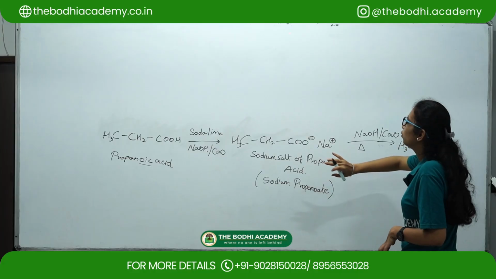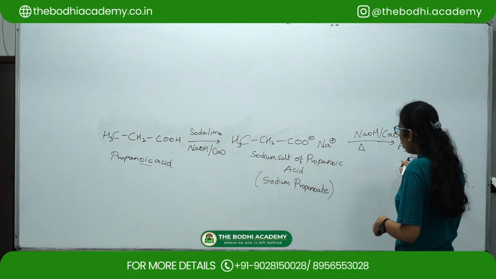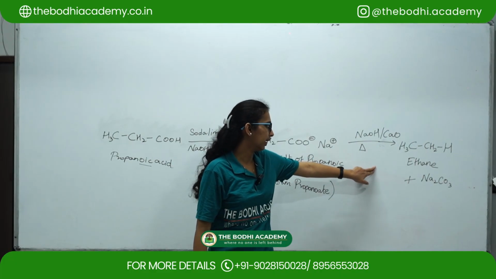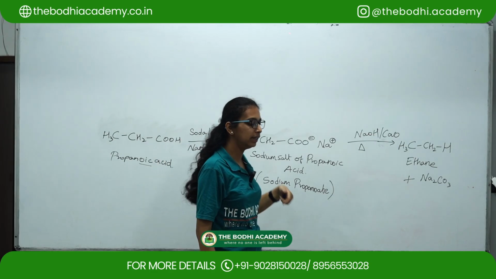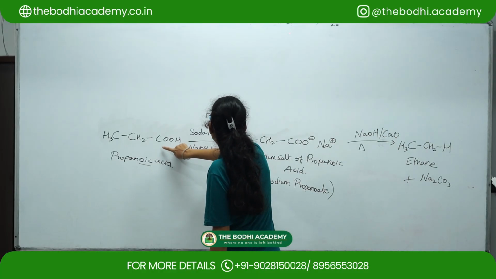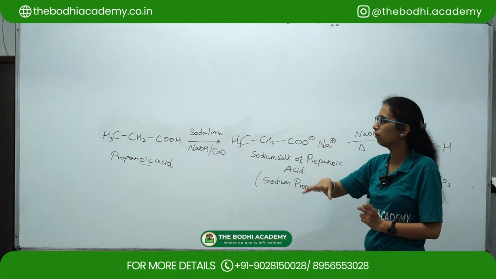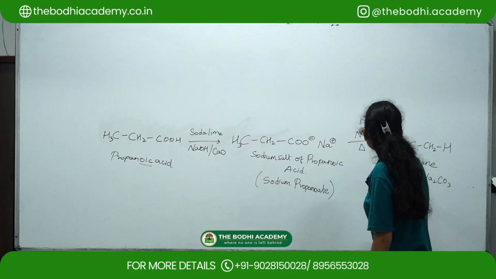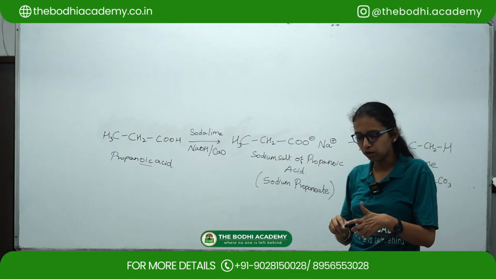And then when this sodium salt of propanoic acid further reacts with the same NaOH and CaO, you will get a hydrocarbon, that is ethane. A hydrocarbon is obtained. So there are 2 carbons. One carbon is reduced. Now what is happening? Decarboxylation, they said, right? The carboxylate group, C double bond O and O, gets lost. Decarboxylation means removal of carbon dioxide. C double bond O means carbon dioxide, NaOH and ethane, and Na2CO3 sodium carbonate is your byproduct.